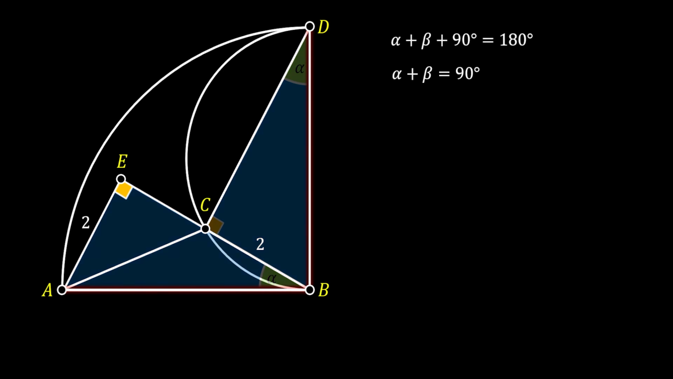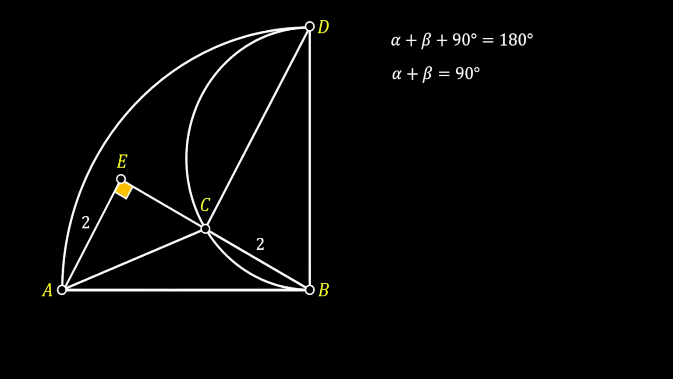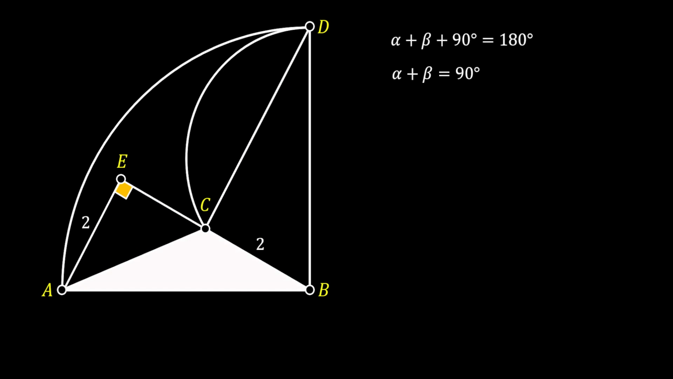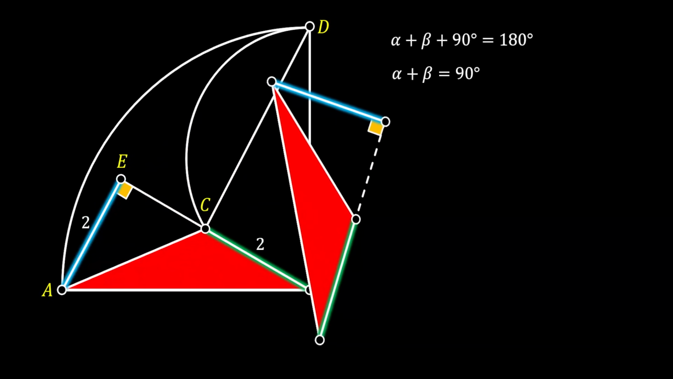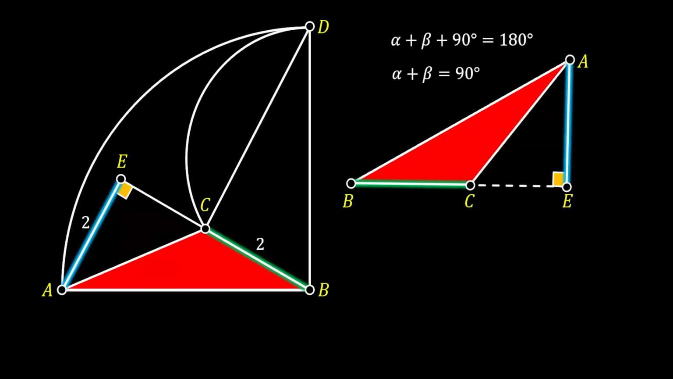Alright, so let's go back to our sketch. And remember, we're looking for the area of the red triangle ABC. Now you can probably notice that this triangle has a base of 2 and a height of 2 as well. And you can see this even more clearly if we take this triangle and rotate it. You can now easily see that the base BC equals 2 and the height of this triangle, EA, equals 2 as well.